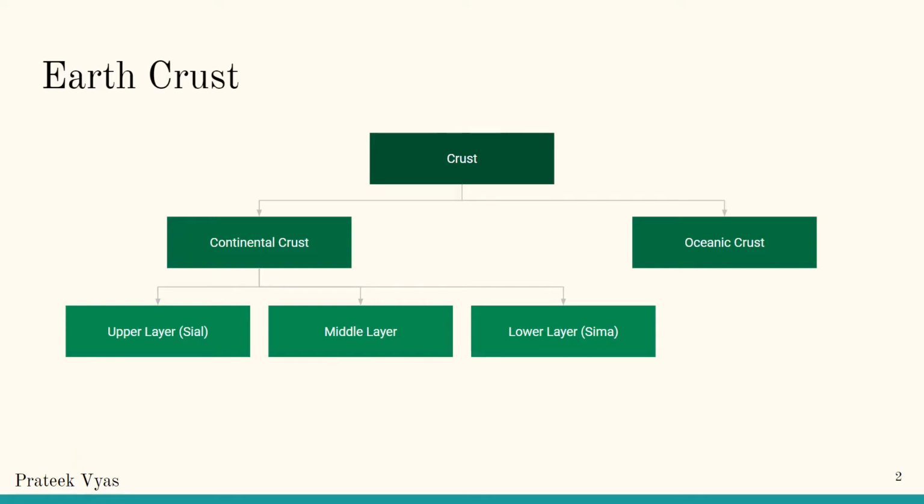First, let's talk about the upper layer. The upper layer has a density of 2.2 gram per centimeter cube. The seismic velocity in this layer ranges from 1.8 to 5 kilometers per second. The thickness ranges from 2 to 10 kilometers below the surface.